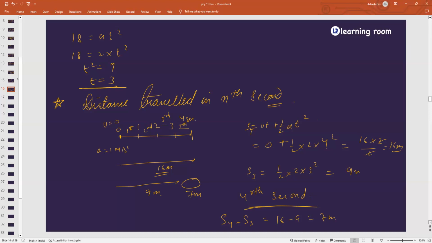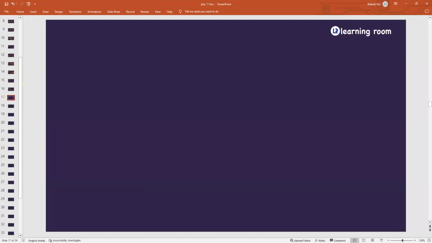All right. For example, if the body has traveled 0, 1, 2, 3, 4, 5, 6 seconds, okay? If I ask you the distance traveled in the third second, just in the 1 second duration of the third second. From 0 to 1 is the first second, from 1 to 2 is the second second, and from 2 to 3 is the third second. So the distance traveled in this time period is the distance traveled in the third second.